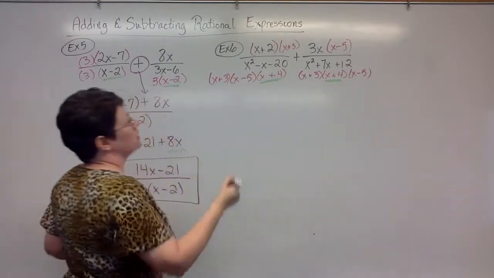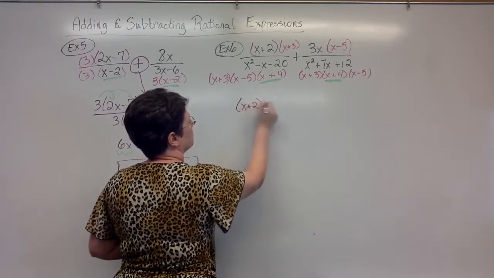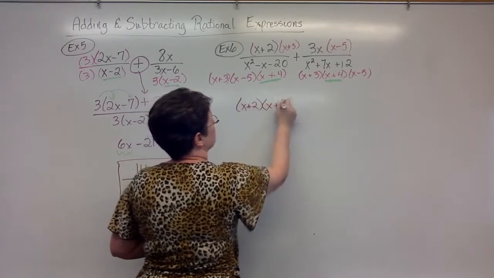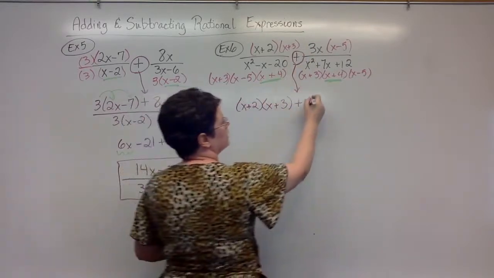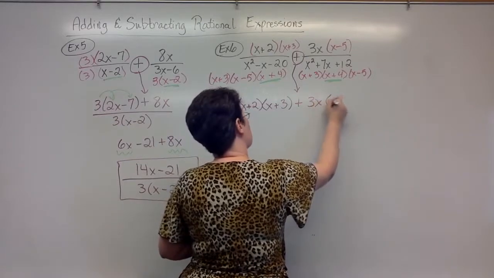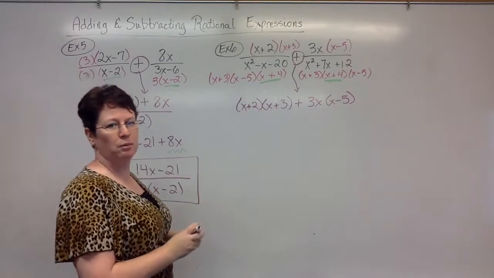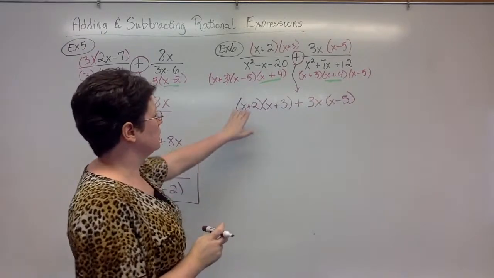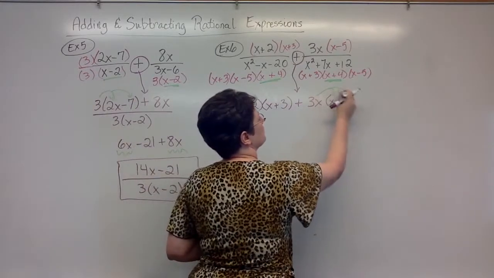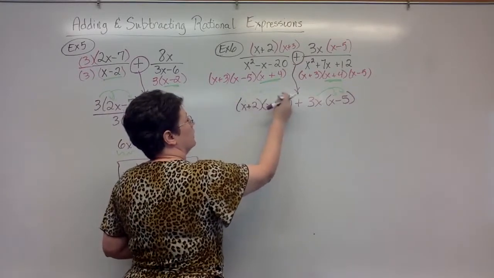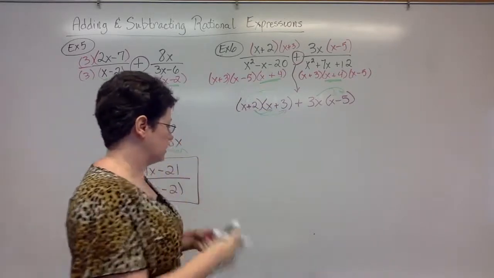Now we can proceed. Write down the top, the numerator, x plus 2 times x plus 3 plus, got to get that sign in the middle, don't forget it, 3x times x minus 5. Otherwise it becomes one big, huge, monstrous multiplication problem, and we don't want to do that. All right, so now we can do some distributing. We know the 3x, that's the easy one, right? And then we got 2 binomials. I know, we've been doing this since 5th grade.